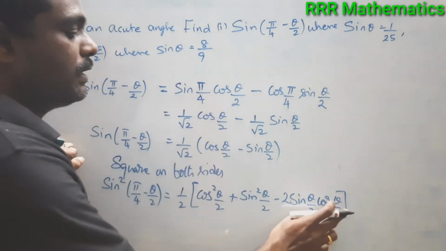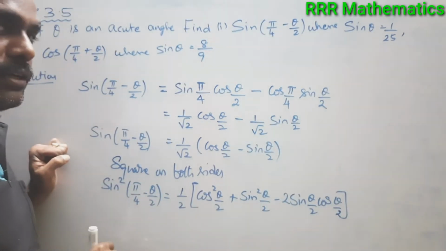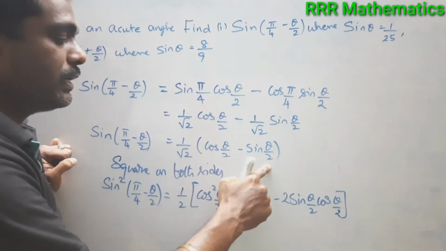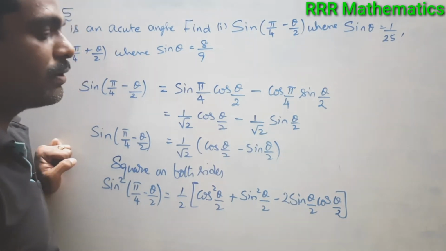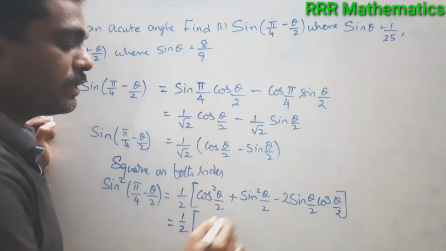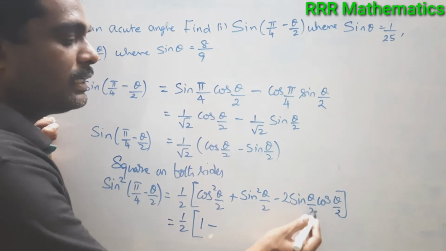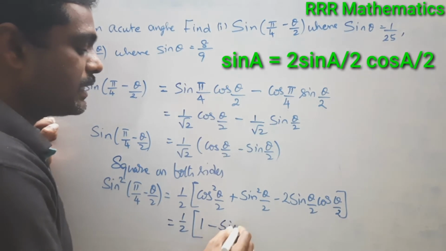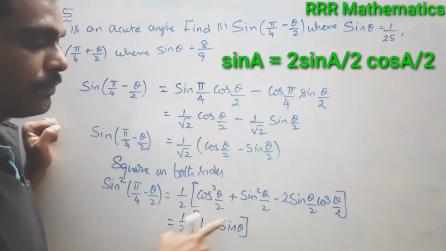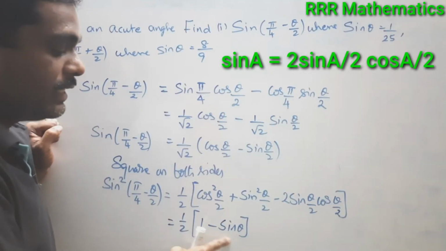After getting this step, I will square on both sides. On the left hand side, we get sin square of pi by 4 minus theta by 2. On the right hand side, 1 by root 2 into 1 by root 2 becomes 1 by 2, times a square plus b square minus 2ab. Got it? What is cos square theta by 2 plus sin square theta by 2? 1. By the multiple angle formula, what is 2 sin theta by 2 cos theta by 2? It is sin theta. So cos square theta by 2 plus sin square theta by 2 gives 1 minus 2 sin theta by 2 cos theta by 2, which gives sin theta.